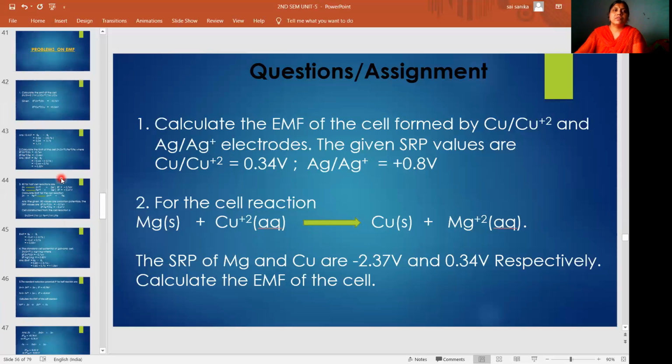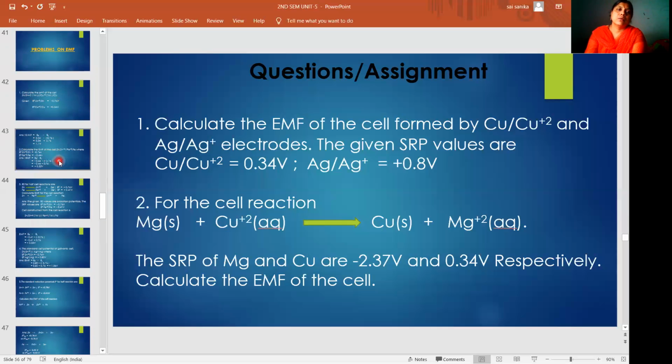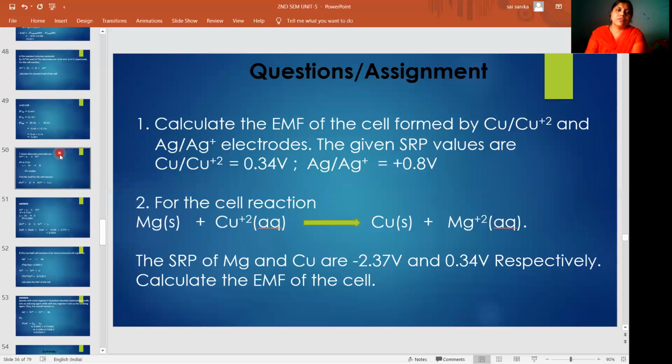So up till now, what we finished: we finished galvanic cell, electrochemical series, electromotive force definition, formula, and standard electrode potential and standard hydrogen electrode. Then today we completed problems on EMF. And next class we will deal with batteries. What is a battery? What are the types of batteries? And we will see some of the cells, primary and secondary cells, their working and applications.